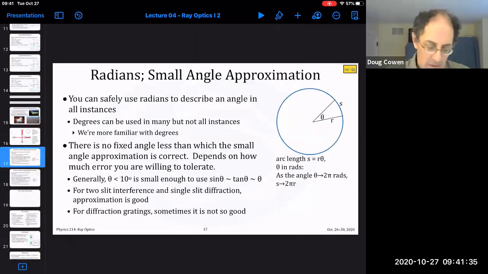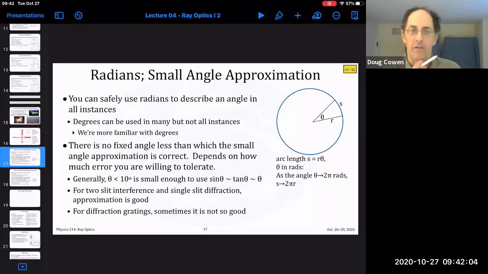Okay, so I'd like to now transition to start talking about ray optics. But before I do that, there were a couple of questions in the homework. And that last question is sort of the mini survey about radians and about the small angle approximation. So I want to just do a little aside and explain when to use radians and when to use a small angle approximation, and also a little bit about arc length.